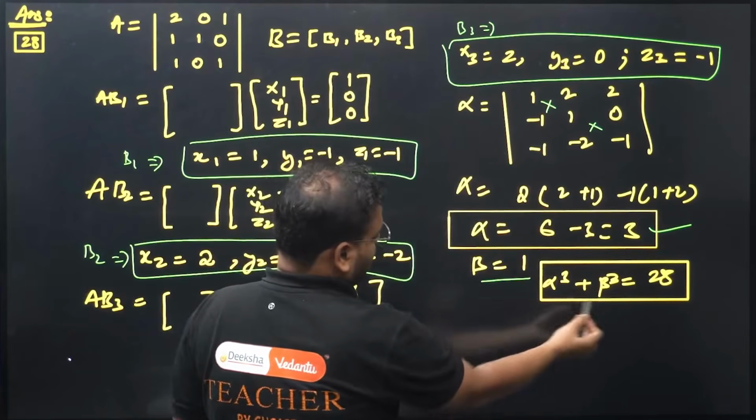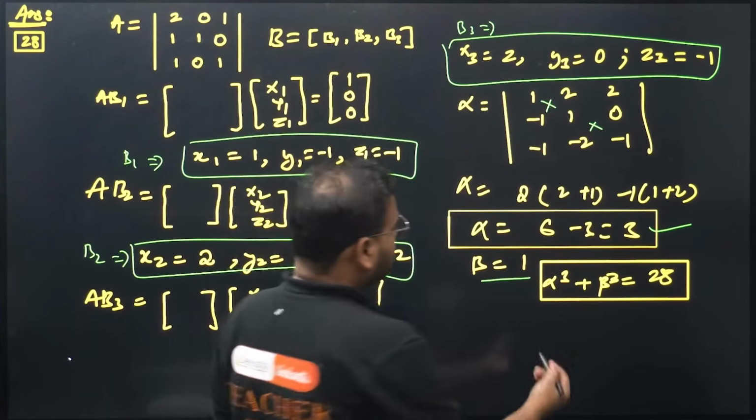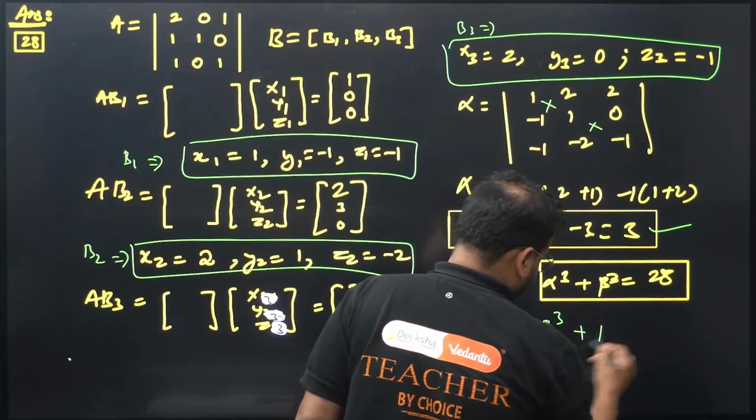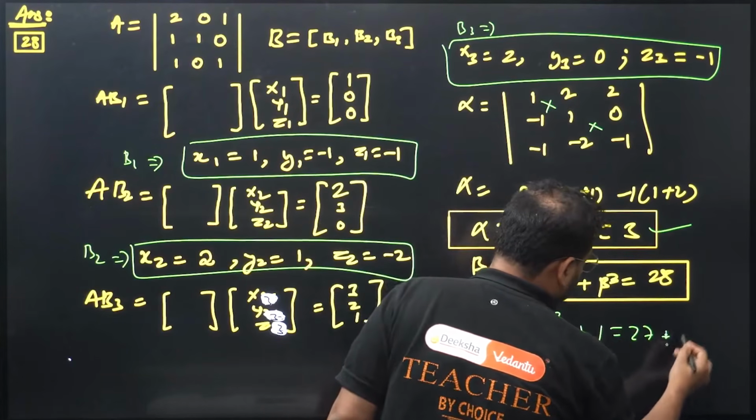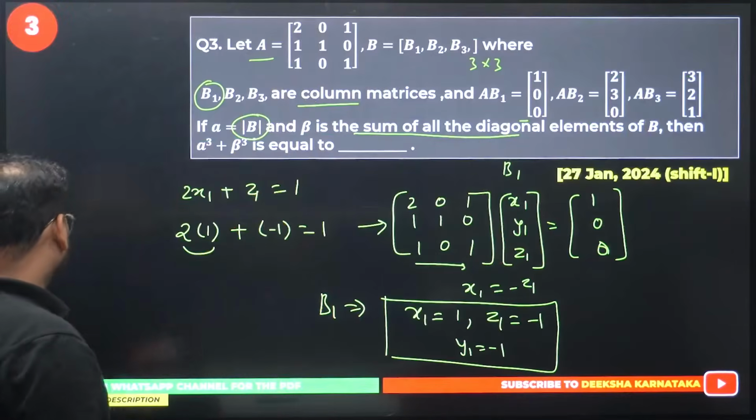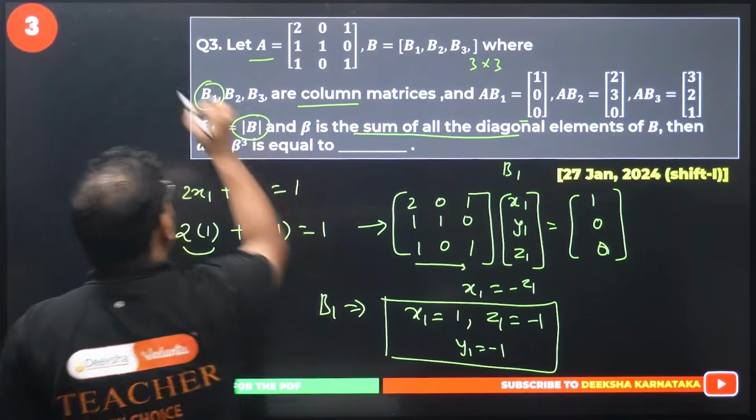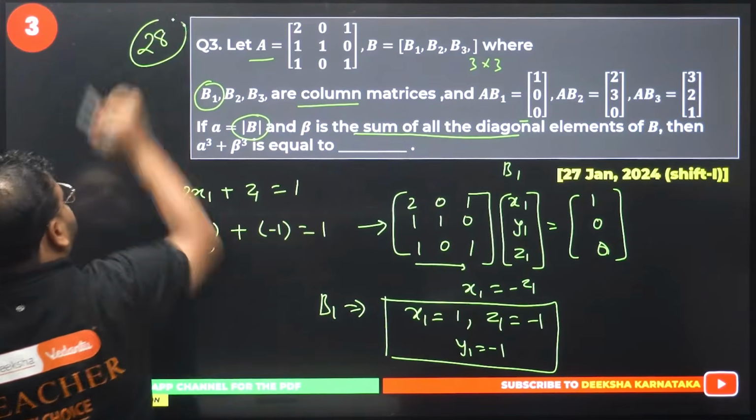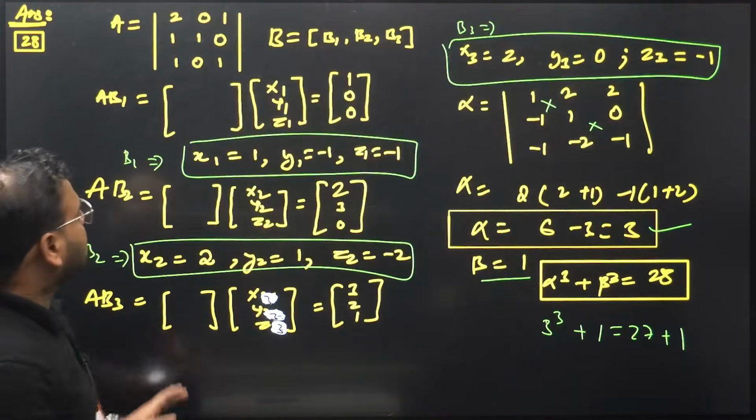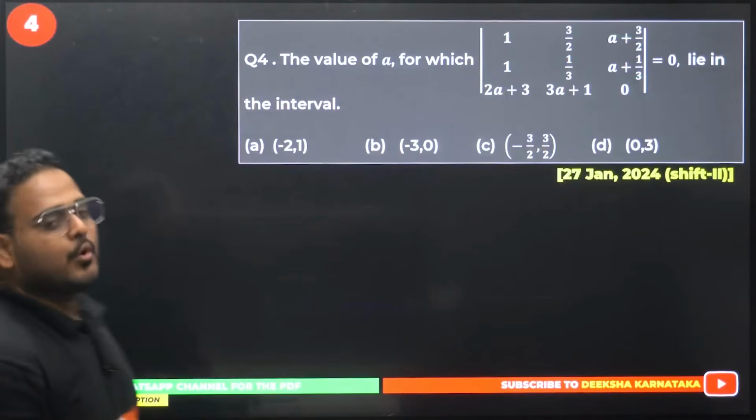They are asking us the cube of alpha and beta. We get the value as cube of 3 plus 1, that's simply 27 plus 1. The answer is 28. Have a look, I'll write the answer here as 28. Please check. Fair enough, question 3 is done. Clear, right? Let's move on to question number 4.